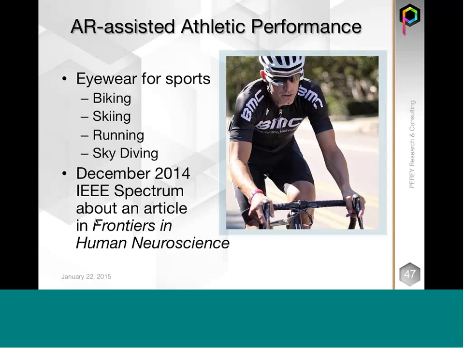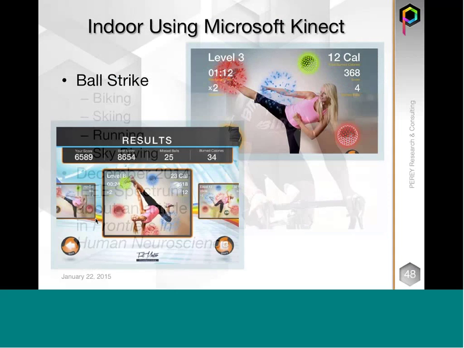In fact, I found a recent article in IEEE Spectrum that cited another article in Frontiers in Human Neuroscience, that if we see information about ourselves or about competitors or keywords that appear on the screen, or we hear them in our ears, they have been shown to bring about much higher performance. It's been quantified, and this knowledge is very valuable, and many athletes are aware of that.